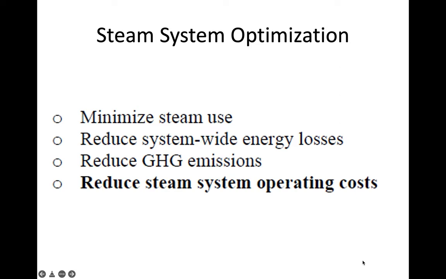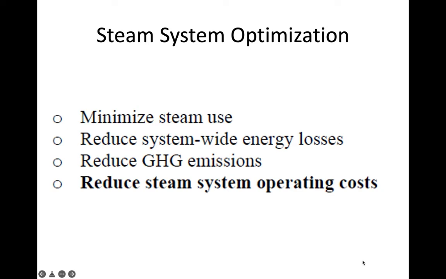As we know, one of the main sources of greenhouse gas is energy combustion. Energy combustion is the main source of greenhouse gas in the world today. So with the reduction of energy consumption, we can reduce the combustion process, and then we can reduce greenhouse gas emission.